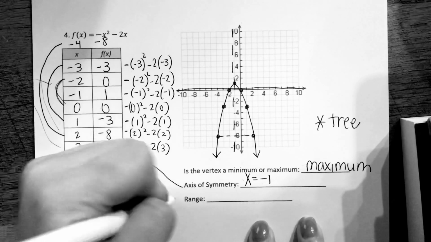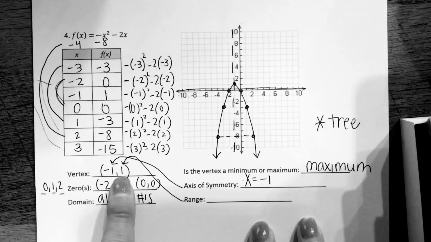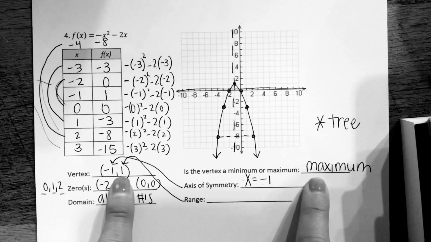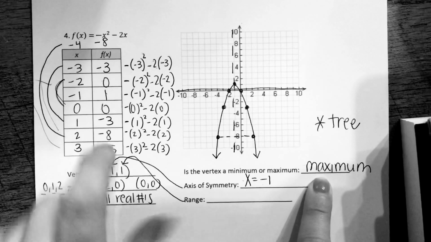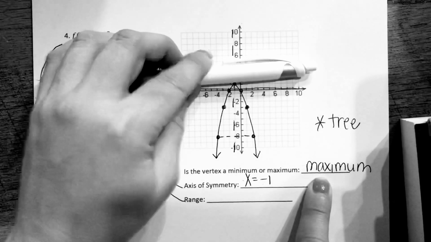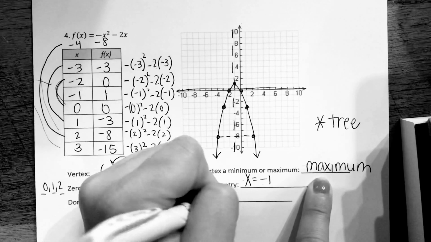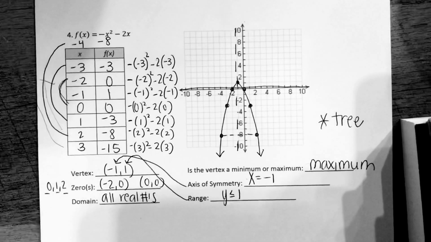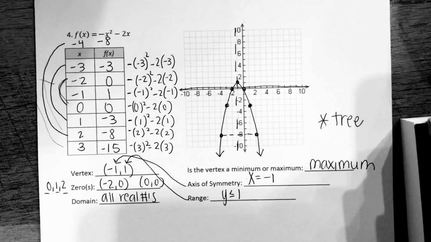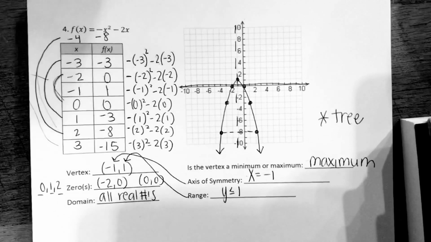And finally, the range will come from the y value in my vertex. However, this time, as I said before, the sign that goes into this depends on a minimum or a maximum. Since this is the highest point, which is 1 as a y value, my y values are less than or equal to 1 because it's anything lower than or equal to 1. Okay? Pause the video if you need any extra time to fill anything out.